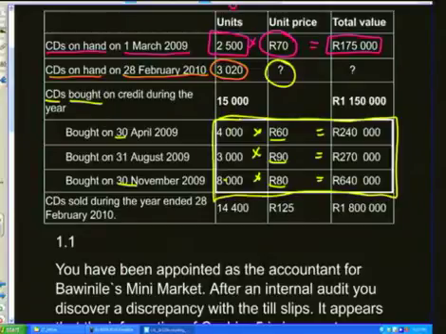So what we need to do to calculate the weighted average, your rule is that you multiply all of the prices out. So in other words, 2,500 times 70 is your opening stock, plus 4,000 times 60, plus 3,000 times 90, plus 8,000 times 80. You multiply all of those out, and what we then do is we add up all of those prices together, get a total, and then divide it by the number of CDs that we had purchased at that price.